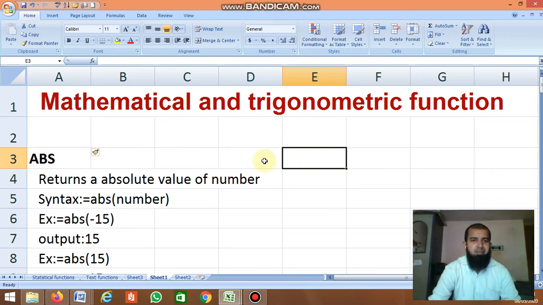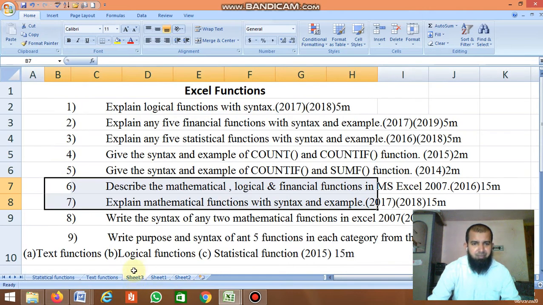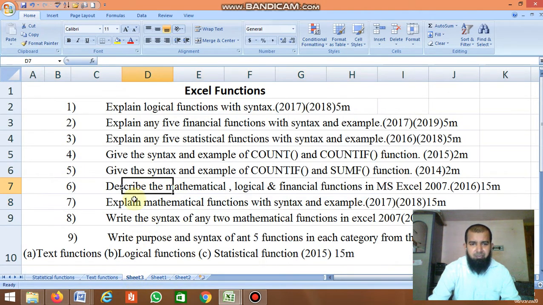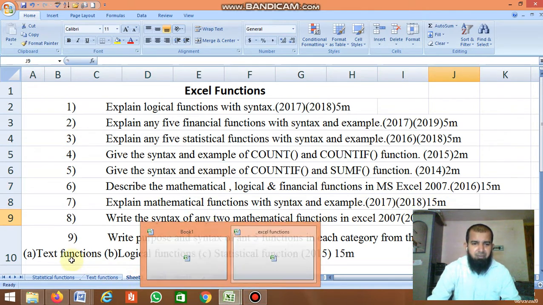Hello friends. Next function in MS Excel is mathematical and trigonometric functions. See this question, it asks in 17 and 18 question paper for 15 marks, and also in 2016 question paper, describe the mathematical functions, for 5 marks. In 17 and 18 question paper it asks for 15 marks, so it's very important. Let's see some functions.